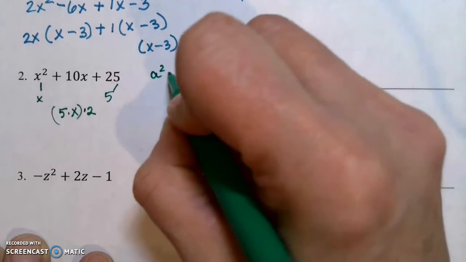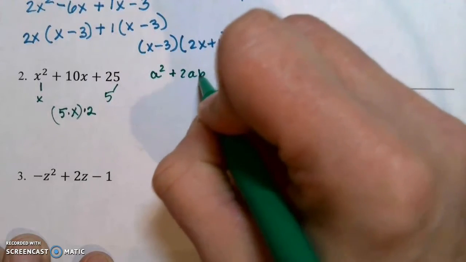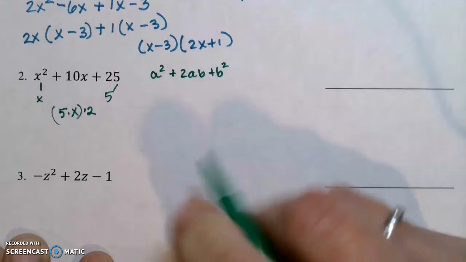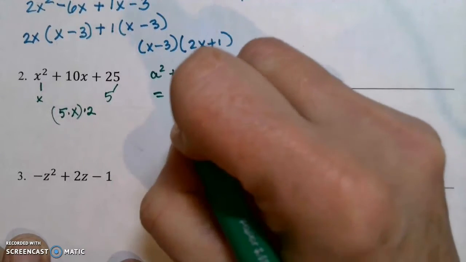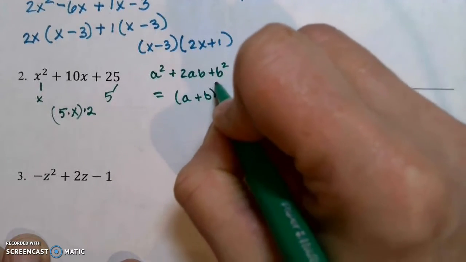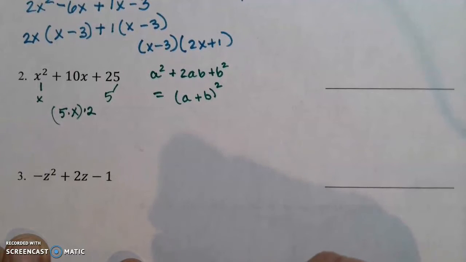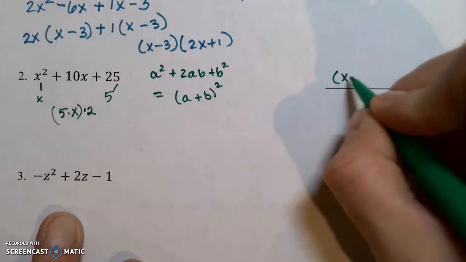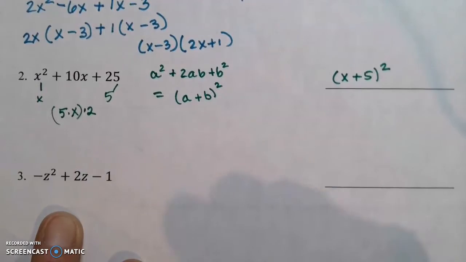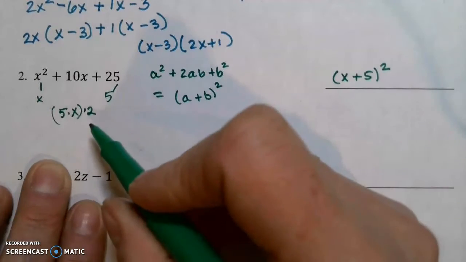So we're saying we've got this situation going on. And if we recognize that that's the situation, then we can use the shortcut to say that it's a plus b quantity squared for our factored form. So x plus 5 quantity squared would be the best answer.